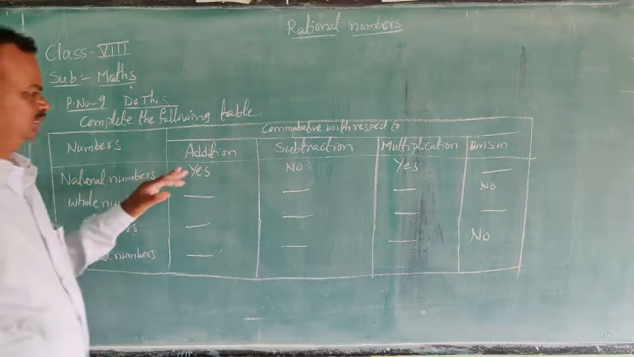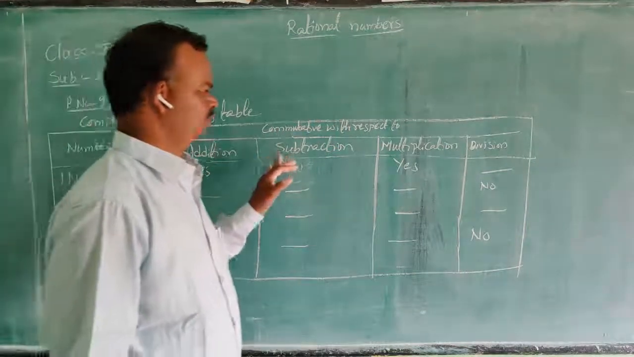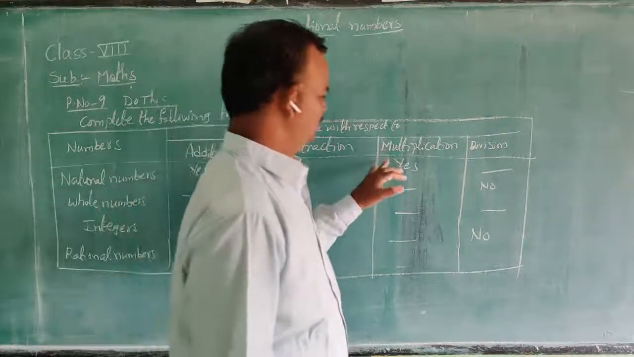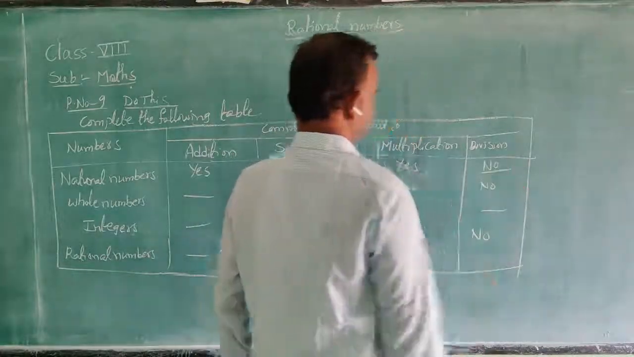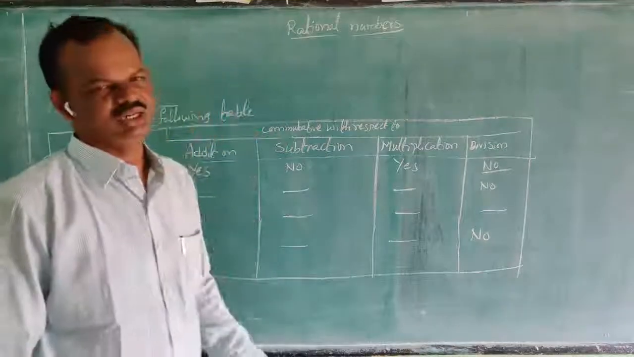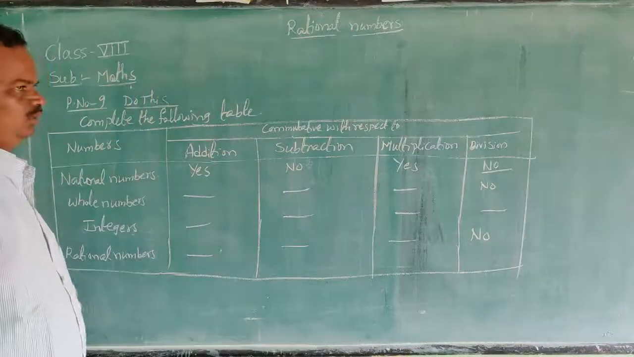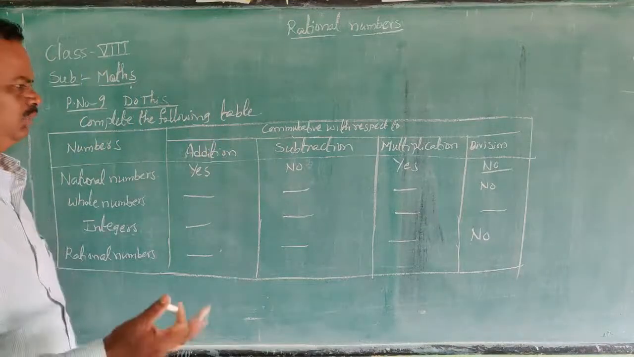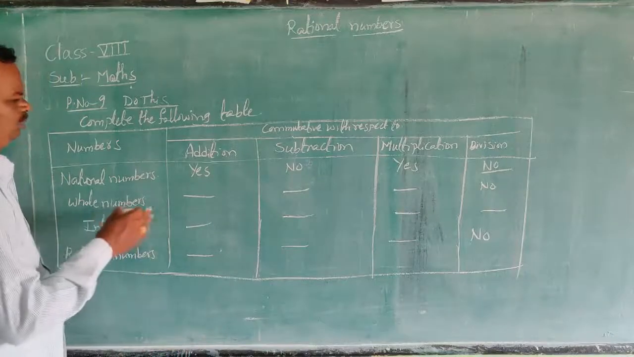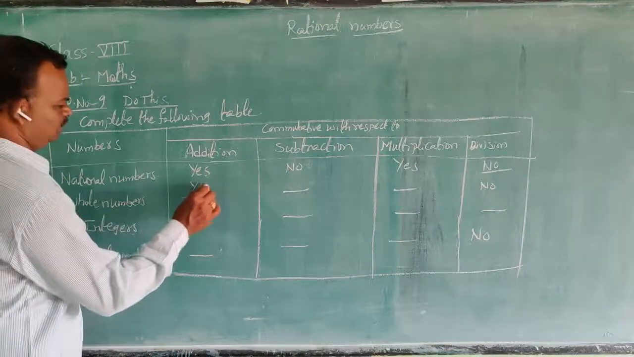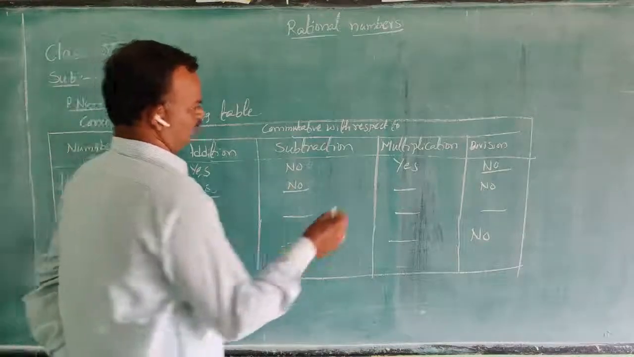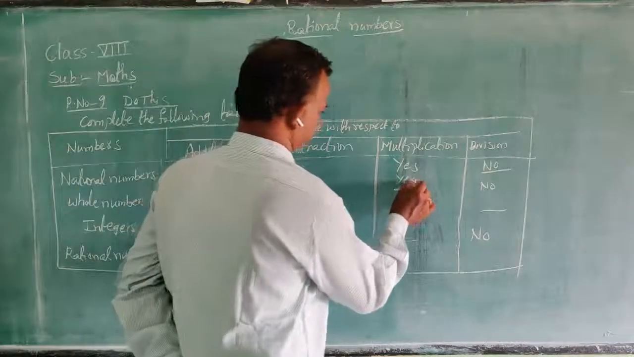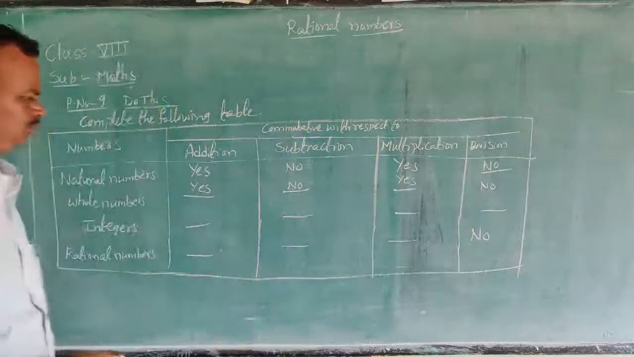For natural numbers, addition is yes, subtraction is no, multiplication is yes, division is no, because 2 by 3 is not a natural number. 2 by 3 is not equal to 3 by 2. Next, for whole numbers, addition is yes, subtraction is no, multiplication is yes, division is no.